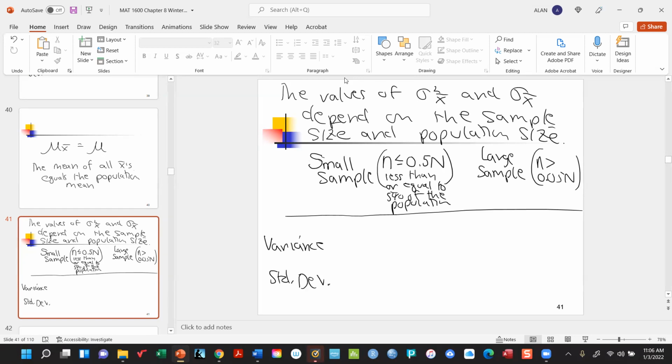So here we have, what does that mean? In other words, if you have a small sample, what you're doing is you're taking the population variance and you're simply dividing it by the sample size. And then down here, this is just the square root. It's usually written like this, sigma over radical n. If we have a large sample, it gets a little messier.